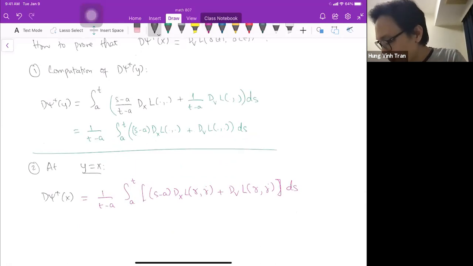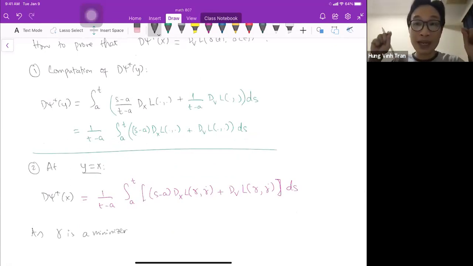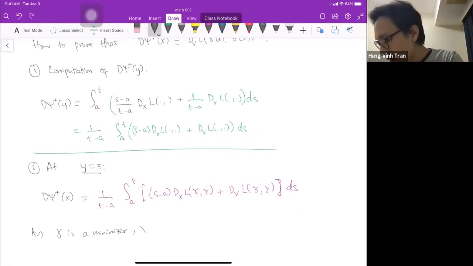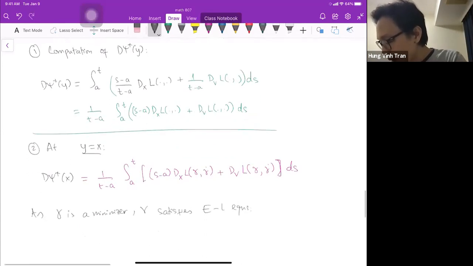Okay, so as gamma is a minimizer with two fixed endpoints, gamma a and gamma t, we have that gamma satisfies the Euler Lagrange equations. What do I have? d over ds of dvL of gamma dot equals dxL of gamma dot, for a less than or equal to s less than or equal to t. So that's what I have.